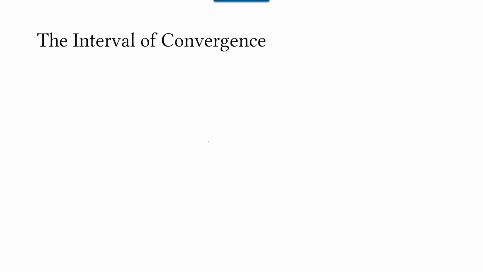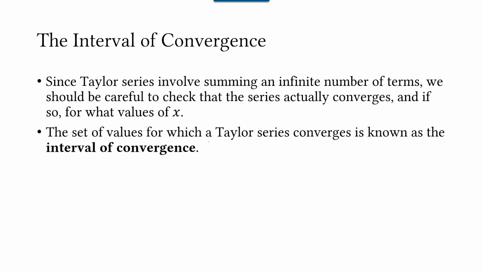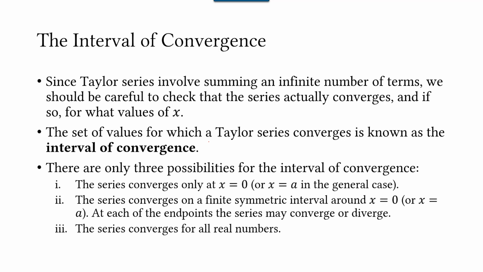Now, as soon as we write down an infinite series, all of the work we did in the last chapter comes into play, because we have to know where infinite series converge and whether or not they converge. So anytime we are taking an infinite sum, summing an infinite number of terms, we have to be a little bit careful about whether that sum is going to converge or not. And if it is, we need to know where. So in general, we call the set of values where a Taylor series does converge the interval of convergence. We have 3 possibilities for the interval of convergence, and only 3.